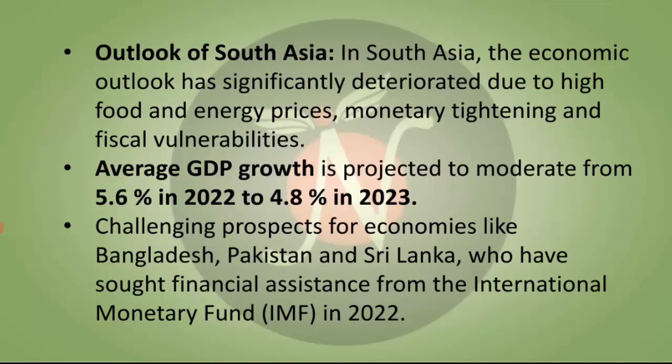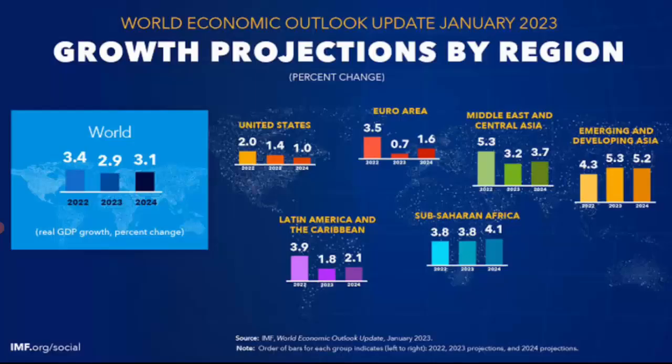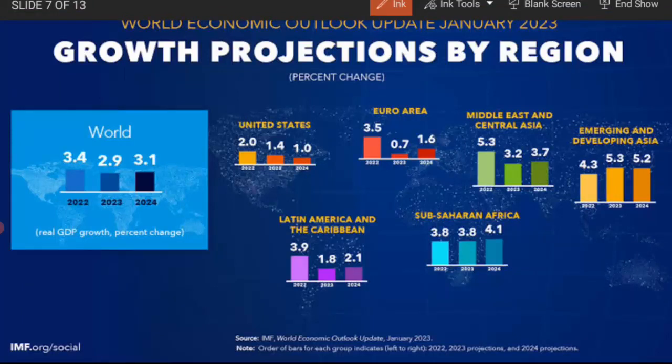Outlook of South Asia. In South Asia, the economic outlook has significantly deteriorated due to high food and energy prices, monetary tightening and fiscal vulnerabilities. Average GDP growth is projected to moderate from 5.6% in 2022 to 4.8% in 2023. This is the average GDP growth. Then there are challenging prospects for economies like Bangladesh, Pakistan and Sri Lanka, who have sought financial assistance from the International Monetary Fund in 2022.